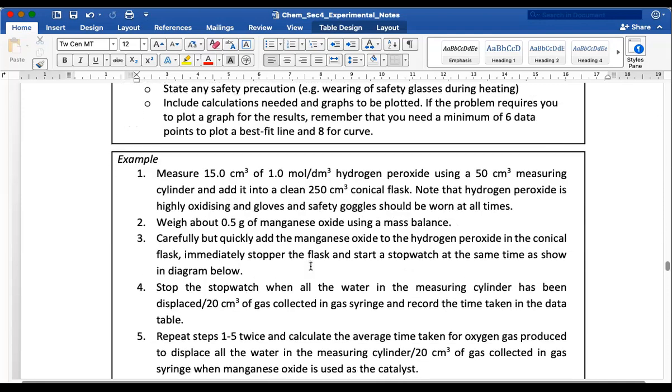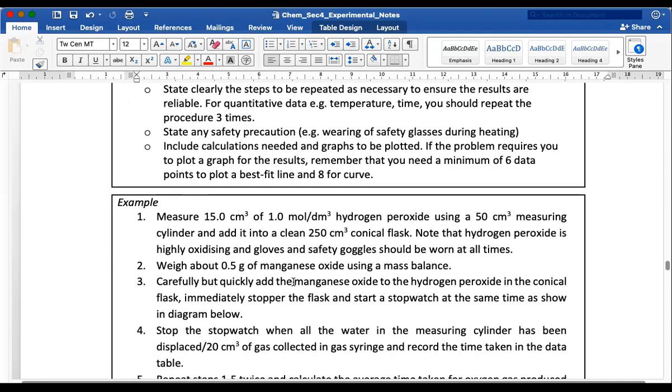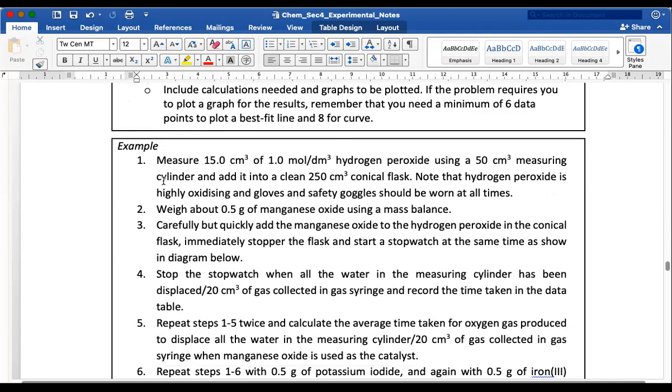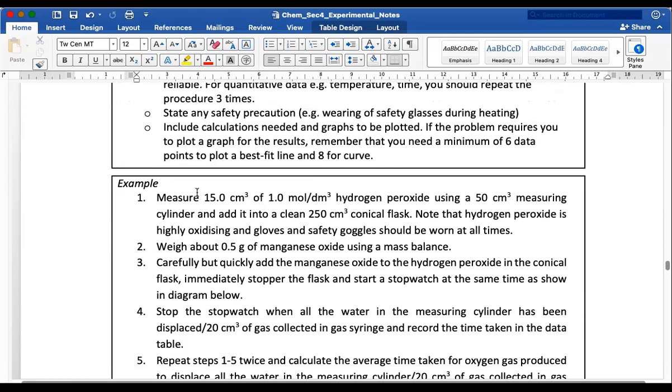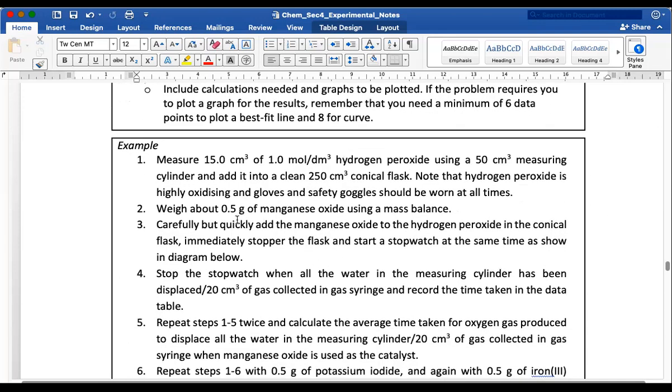Yeah. So this is an example. To mention the safety aspect, like they should wear safety goggles and gloves when handling oxidizing substances. All right. Now, this is one example.